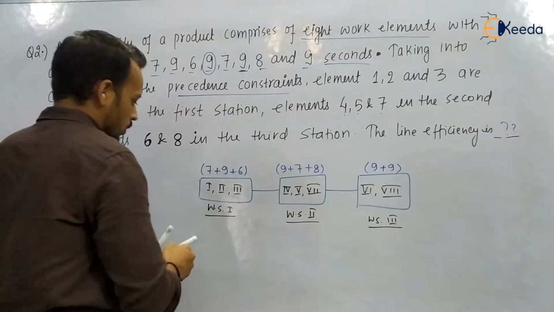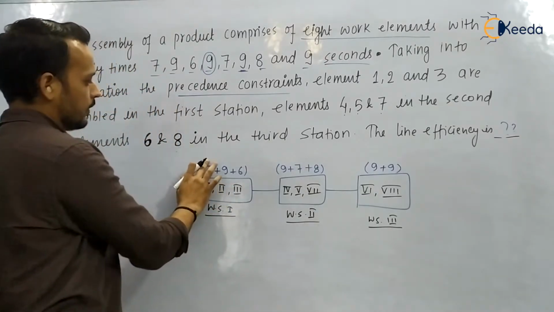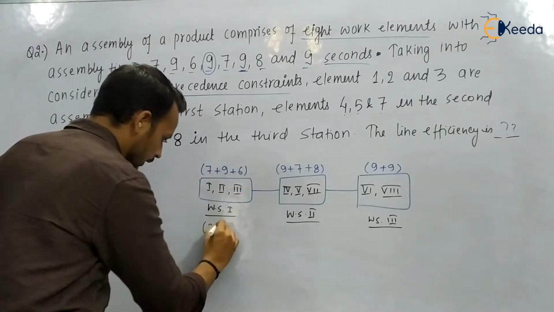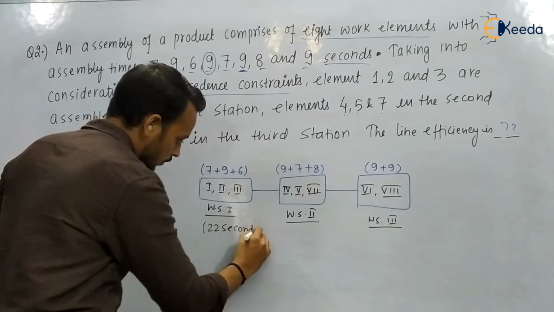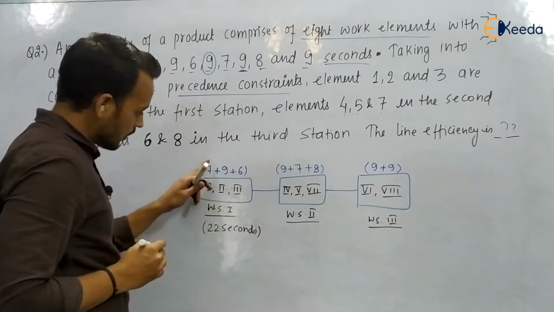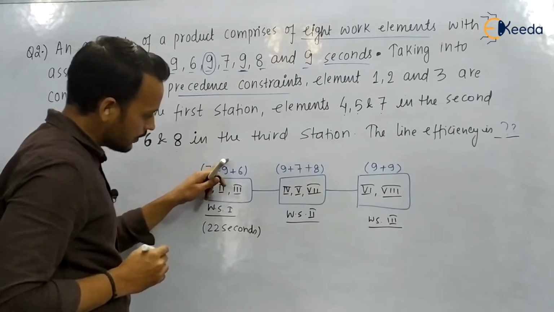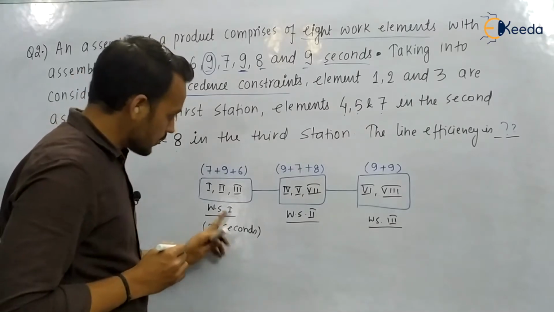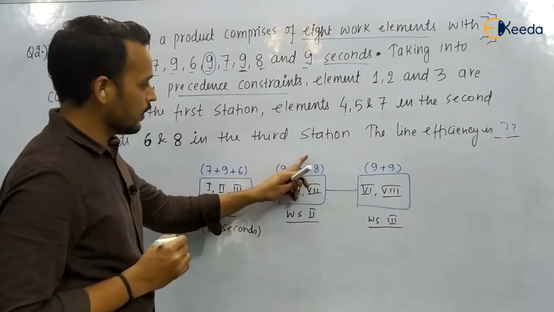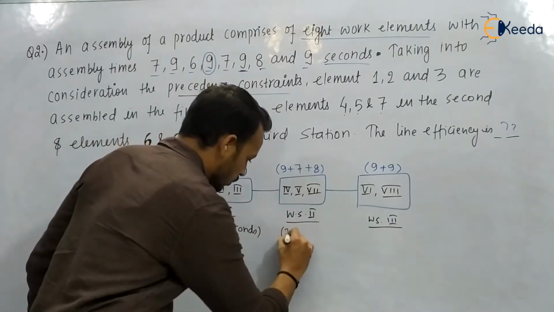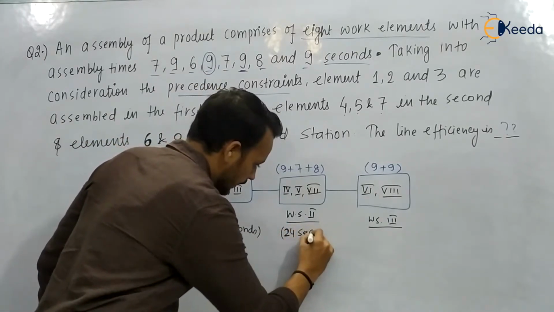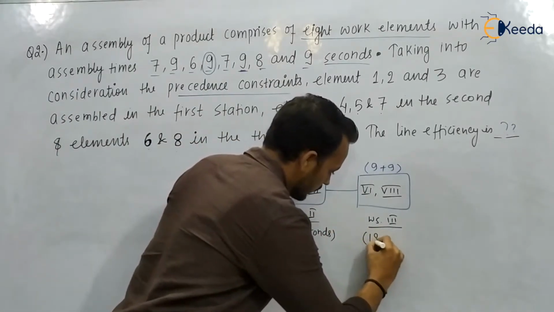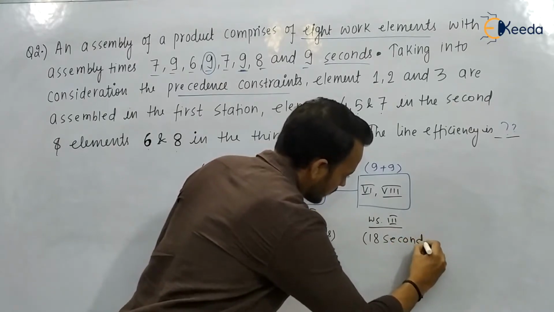This is going to be a total of 22 seconds. Now this is the workstation time, the summation of all the work element times, 7 plus 9 plus 6, which is 22. So this 22 is the time for workstation 1. Now 9 plus 7 plus 8 is 24 seconds, the time for workstation 2. And 9 plus 9 is 18 seconds, the time for workstation 3.